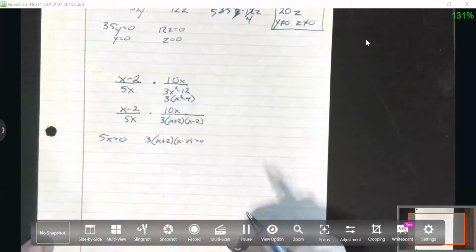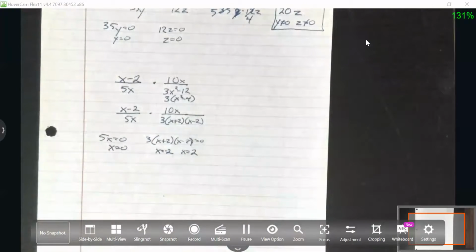Next step, we check the denominator, set them equal to 0. So I have 5x equals 0. And I have 3 times x plus 2, x minus 2 equals 0. So now I can take each of these and find out what values. That'd give me x equals 0, x equals negative 2, x equals 2. So now we have 3 values that can actually break this.